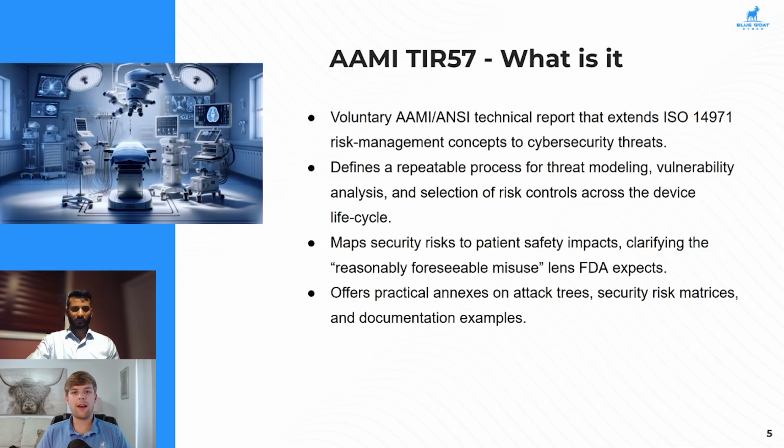So the first thing that we'll talk about is TIR 57. This is a technical report that extends 14971 risk management concepts to cybersecurity threats. 14971 is more on the safety side of things. This talks about a repeatable process for threat modeling, vulnerability assessment, and selection of risk controls across the device lifecycle. It needs to have a very clear and reproducible flow, starting from the beginning and moving down. In the risk assessment phase, something might have a cybersecurity impact as well as a safety impact, or it might only be one or the other. So this is also something that we're assessing during this evaluation.